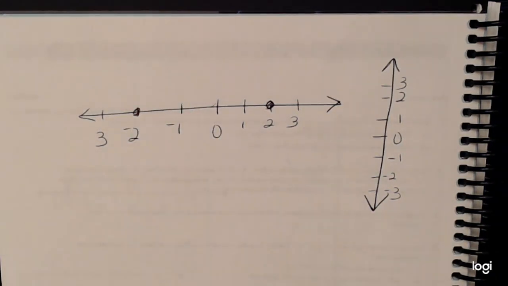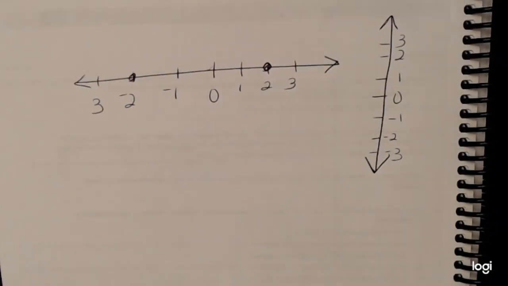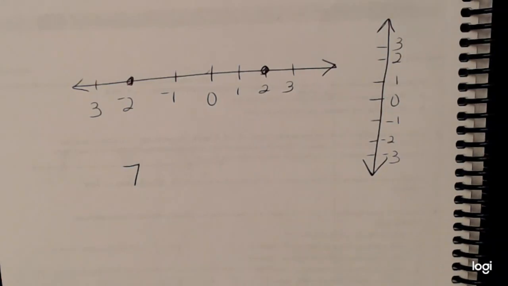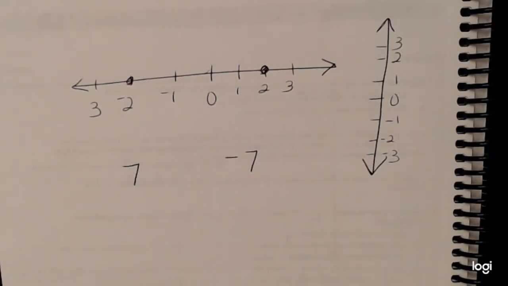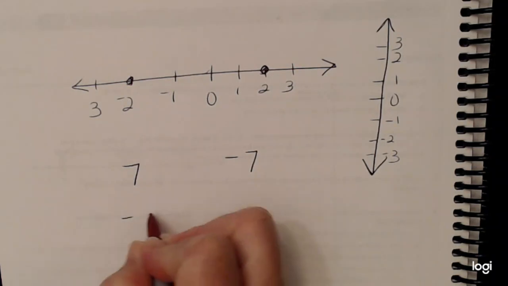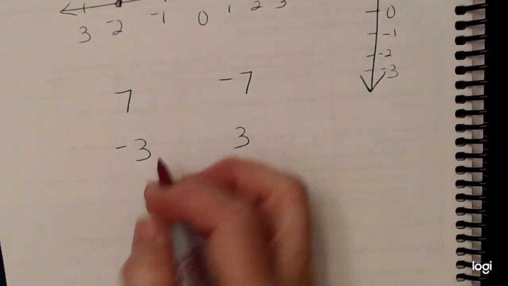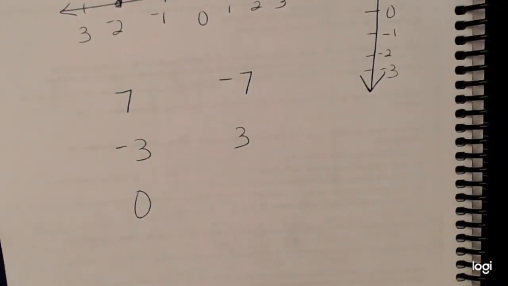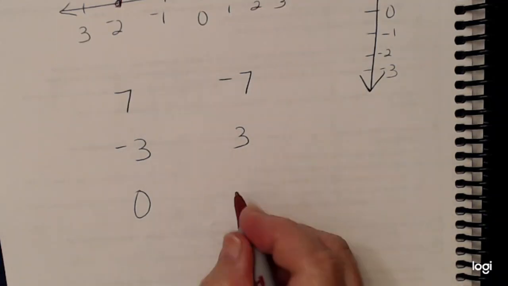Okay, we'll review here. So for example, if I would say what's the opposite of 7, you would tell me -7. What is the opposite of -3? You would tell me the opposite is 3. How about what is the opposite of 0? The opposite of 0 is 0.